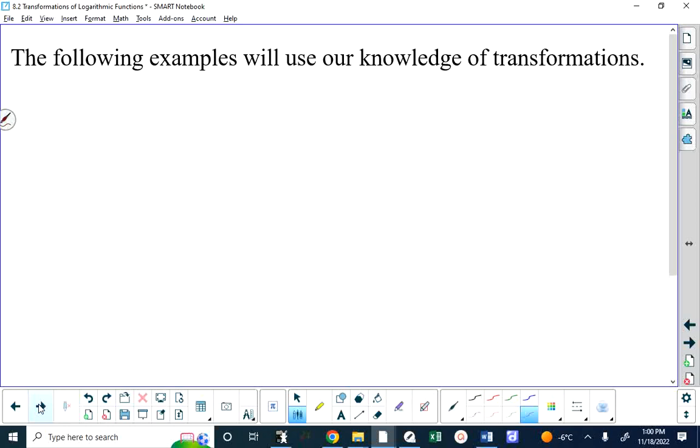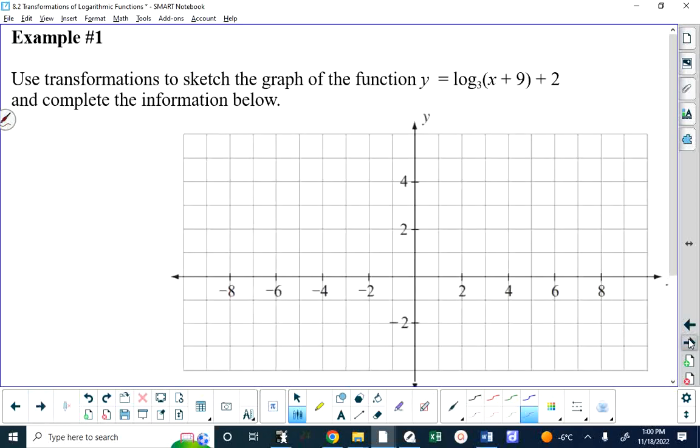The lesson today, or the class today, started off with somebody asking about graphing a logarithmic function, or finding an inverse and graphing a logarithmic function. If you know what the logarithmic function looks like, you ought to be able to apply transformations to it, just like we've done with other functions. So use transformations to sketch the graph of this function.